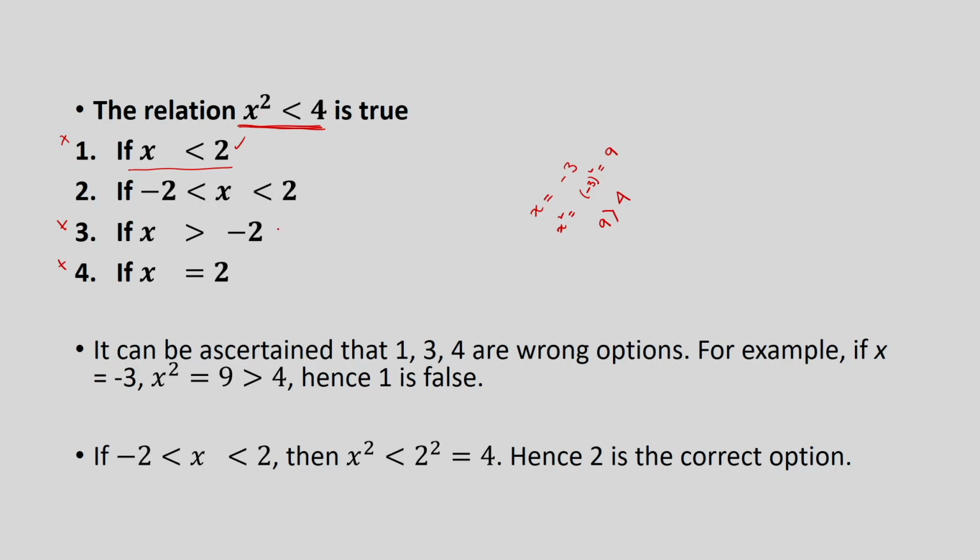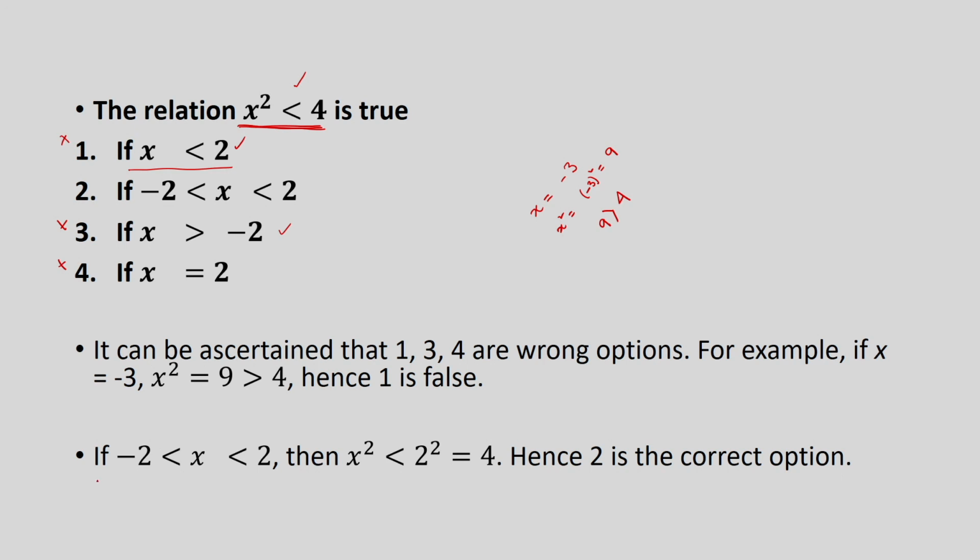The third one is also not correct. X is strictly greater than minus 2. Well, if you say that x is strictly greater than minus 2, x could be, let us suppose, 3, right, 3 is greater than minus 2. Again, if you take the square of 3, you will get 9, and 9 is greater than 4. Again, that will violate this one. If x is equal to 2, then obviously x square will give you 4. 4 is not less than 4. So, that is why the fourth option is also not correct.